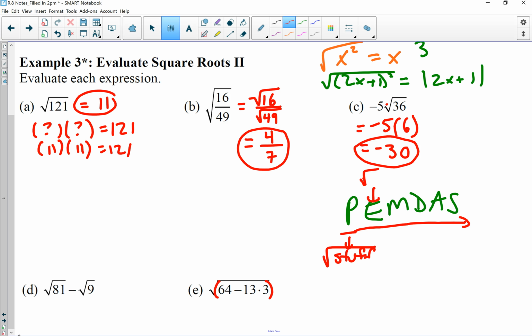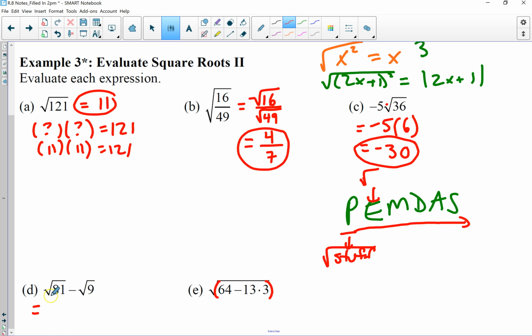Example D, I may be tempted to subtract the numbers underneath the square root and say this is like a negative root 72, but that would be incorrect, because these values are kind of isolated underneath their roots. We have to calculate the square root first, because it's like an exponent, before I can do the subtraction between our two terms. So we have to calculate this first.